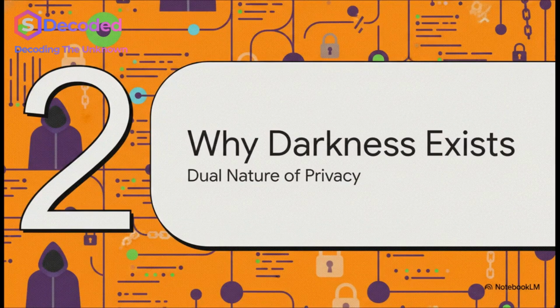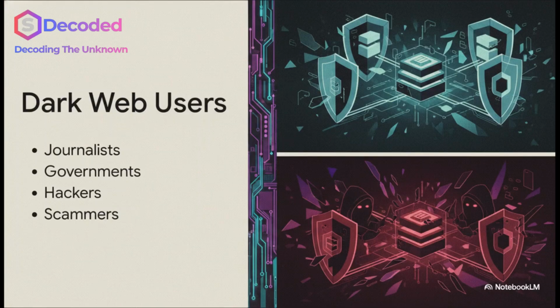Section 2. Why the darkness exists. Let's talk about the dual nature of privacy. Now, you might be wondering, okay, if this hidden network is so risky, why was it ever built in the first place? Like, who intentionally creates a sanctuary for the untraceable? Well, just look at the stark contrast in who actually uses it. On the one hand, you've got journalists and oppressive regimes who absolutely need complete anonymity just to protect their sources. You have governments using these exact same encrypted networks to secure highly classified communications. They literally need this darkness to stay safe.